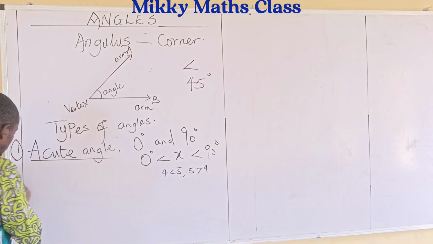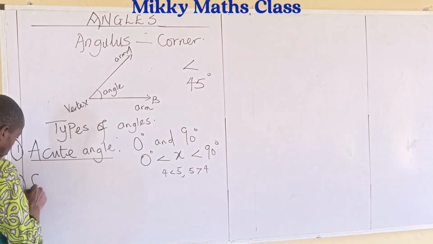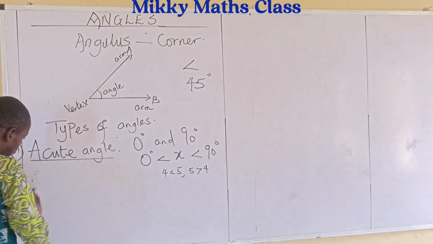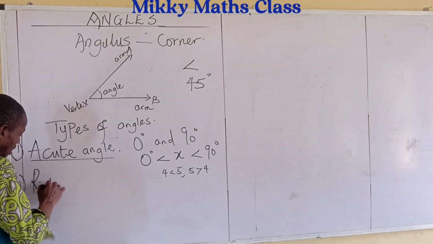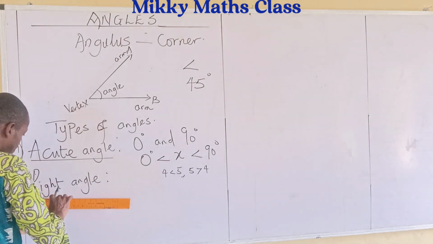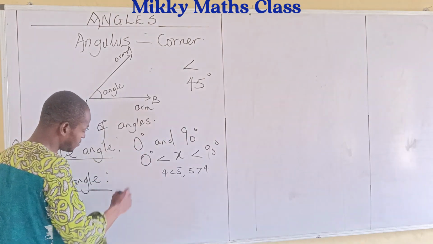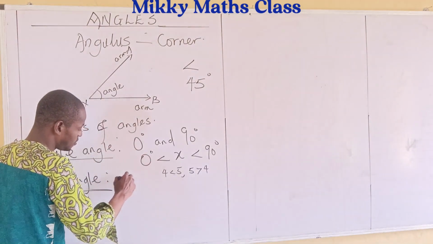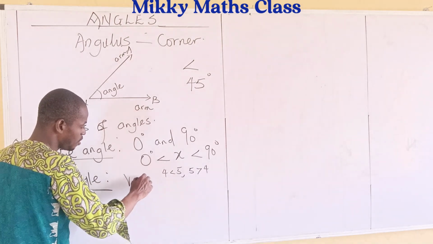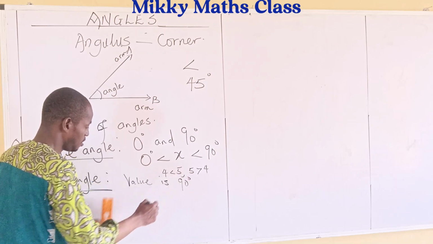Now the second one is an angle that is exactly 90 degrees, what we call a right angle. A right angle is an angle whose value is exactly 90 degrees. Exactly, the value of this angle is 90 degrees.